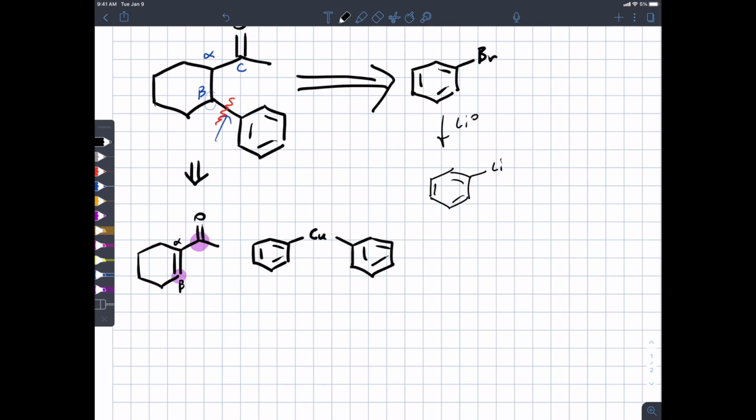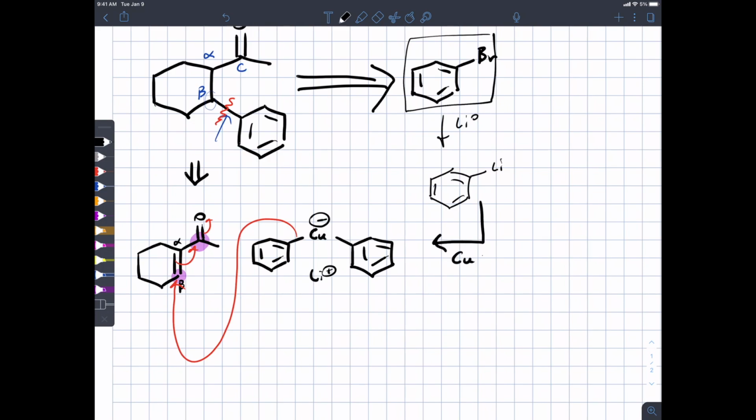Copper comes with two of these alkyl groups, though only one is reactive. Okay, is that going to work? Yes. Okay. And how do we get the cuprate if we had to start with this alkyl halide? Well, we can make the organolithium reagent first, and then we add copper iodide, and that makes the cuprate.